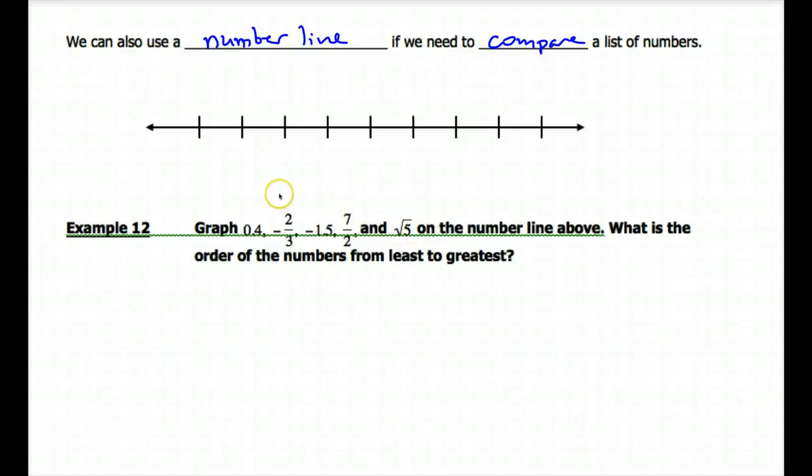Okay, and so to do that, I'm going to try to get all these in the same format, and I like using decimals myself. So 0.4 is already a decimal, so I'm going to leave that as it is. Negative 2/3, you should know what the decimal equivalency of that is from studying those in 6th grade. Negative 2/3 is going to be the same thing as negative 0.6 repeating. So make sure you know that conversion there if you don't already. Then we have negative 1.5, again already a decimal. 7 halves is going to be the same thing as 3.5.